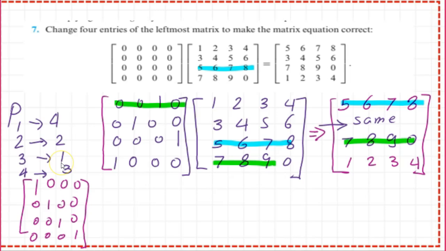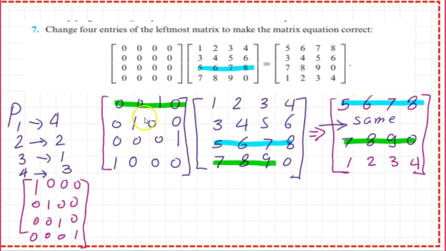So the first one is 0, 0, 1, 0. The second one is 0, 1, 0, 0. The third one is 0, 0, 0, 1. And the fourth one is 1, 0, 0, 0. What happened when we multiply? Let us concentrate on the rows that were changed.